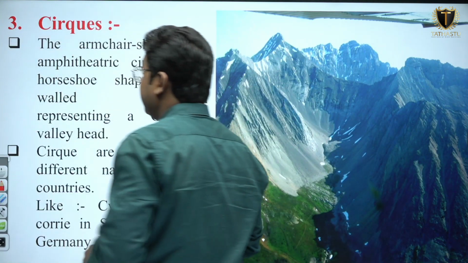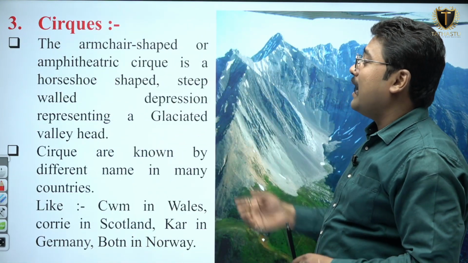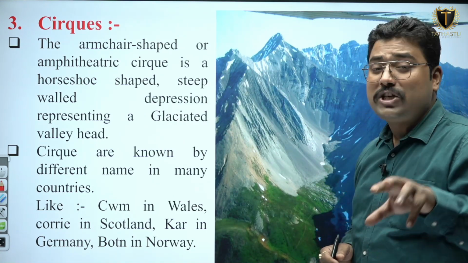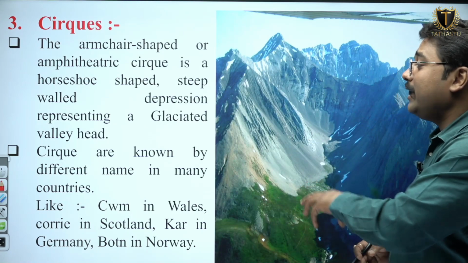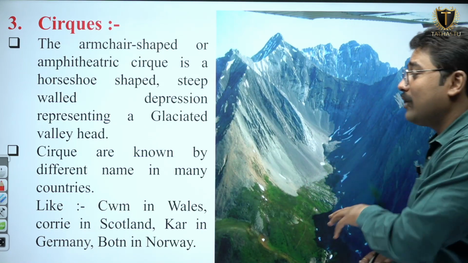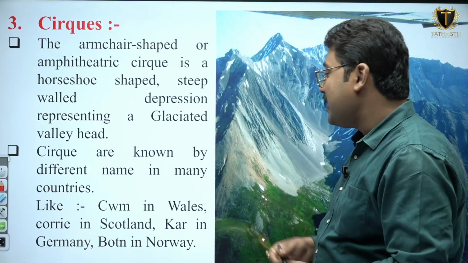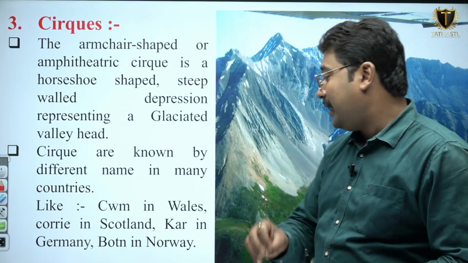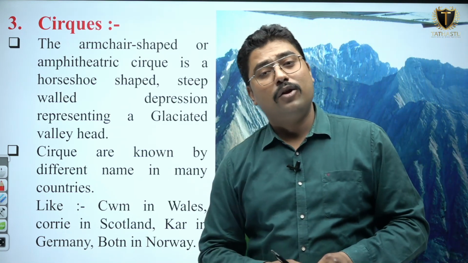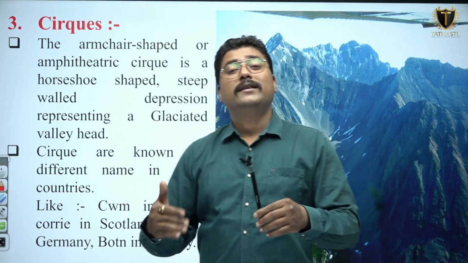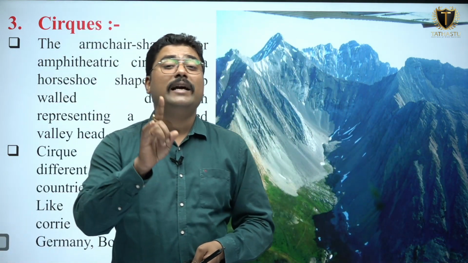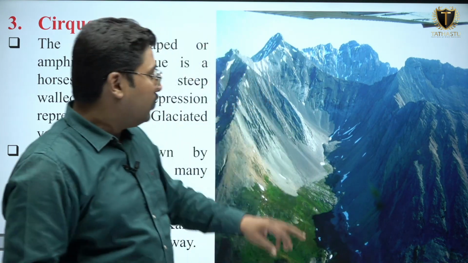If we talk about its definition, the armchair shaped or amphitheatric cirque is a horseshoe shaped steep wall depression representing a glaciated valley. Cirques are known by different names in many countries, like Cwm in Wales, Corrie in Scotland, Kar in Germany and Botn in Norway. Here you will find the glaciated valleys, and mind it, until the glacier retreats, you will not find this feature.